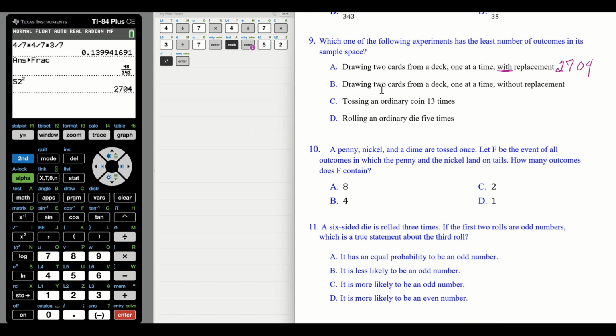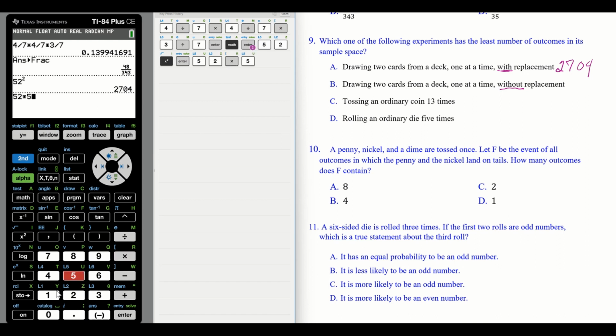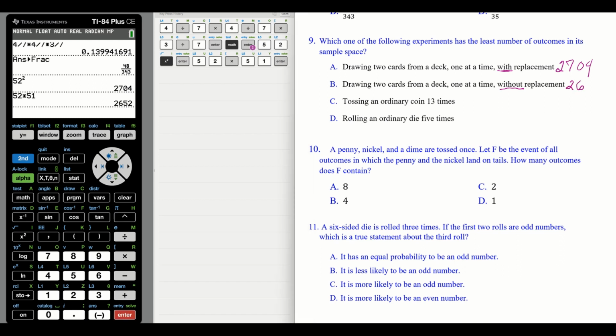B, we are drawing 2 cards from a deck one at a time without replacing. That changes it very slightly. That will be 52 cards, then we take 1 out, so that's times 51. Enter. That's 2,652. Well, that one is less, so we can mark out A. Let's see if C is less.